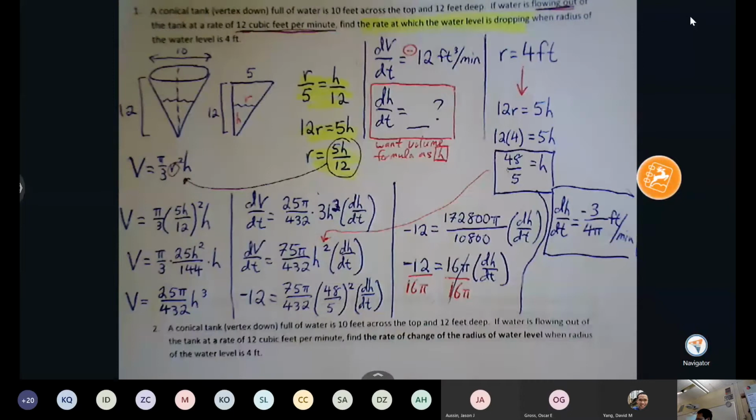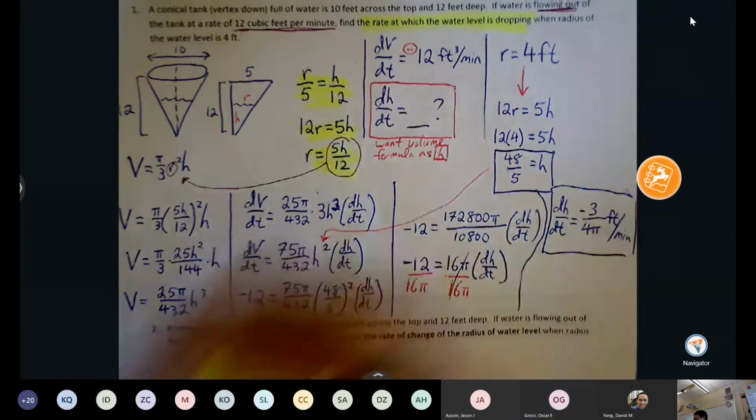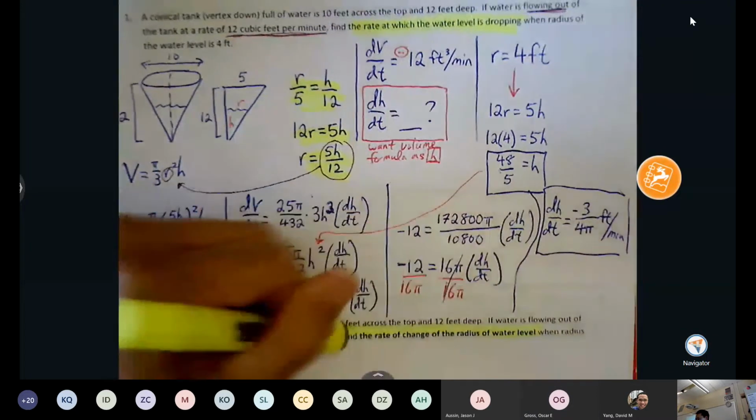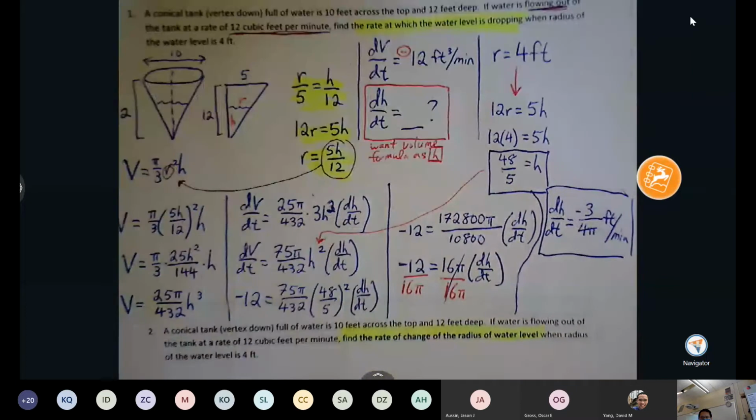Okay, look at number two. Virtually identical problem, but what's the difference? We're finding the radius. Okay, so what variable are we looking for? dr over dt. Good. It's not just radius, right? It's going to be dr dt. We see rate of change.